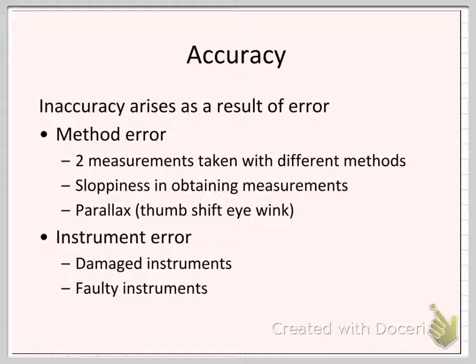So there are 2 major categories of error. This is why we get inaccuracy. There's method error. And in the lab that you did, you took the same measurements with multiple methods, and it would be a miracle if your measurements agreed closely. Sloppiness typically comes up in that lab also. Well, we measured the circumference of the cylinders by pulling a string, but Olivia pulled it this tight and Brandon pulled it this tight, and so it was a little bit different every time we measured it. That's method error.